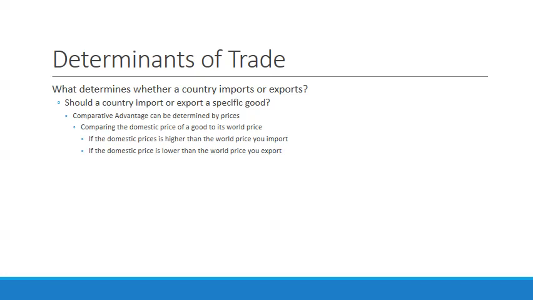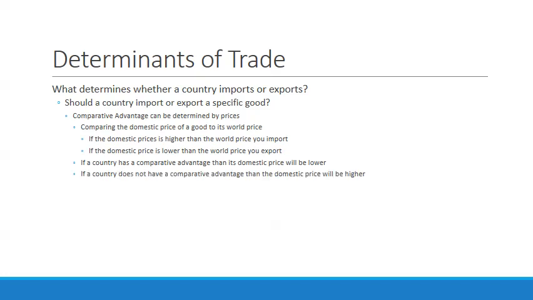So you can see that by comparing domestic price to world price, you'll quickly figure out whether a country has a comparative advantage or not in the market of production of a certain good. So if a country has a comparative advantage, then its domestic price will be lower. And if a country does not have a comparative advantage, then the domestic price will be higher.